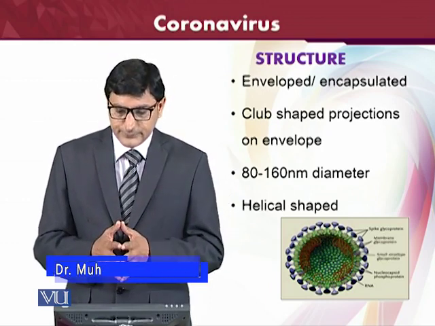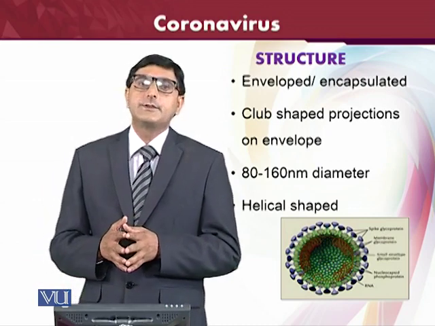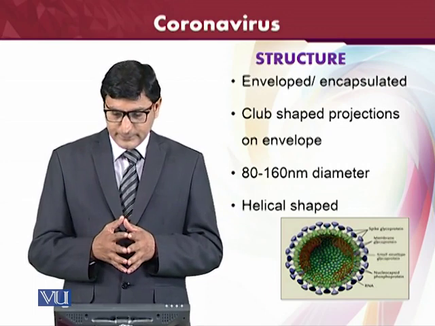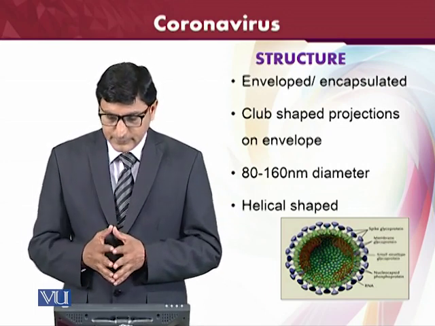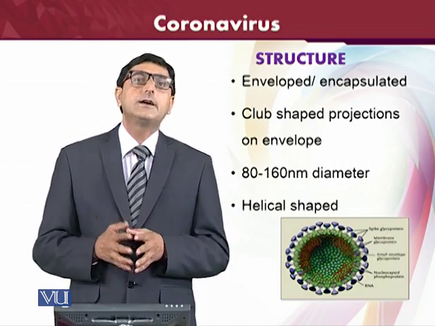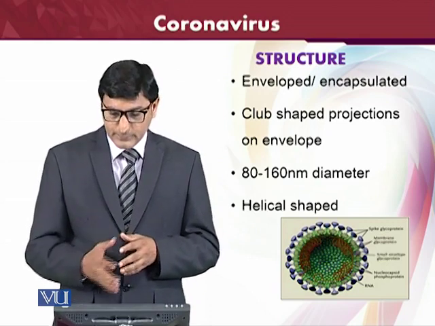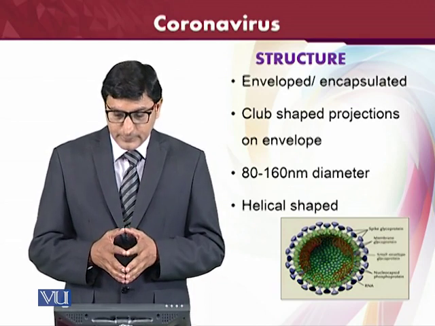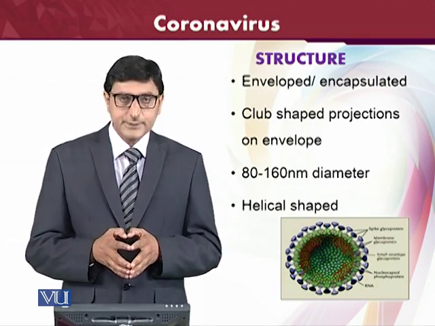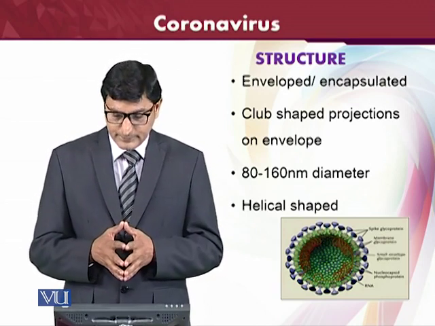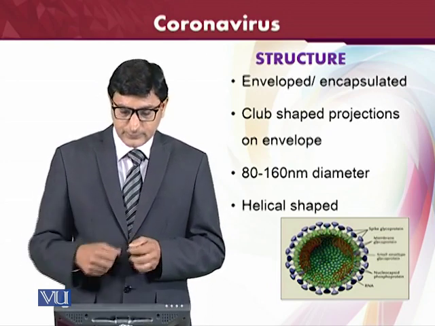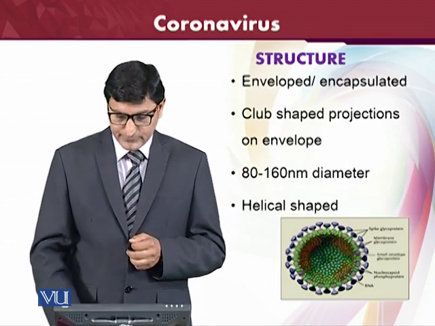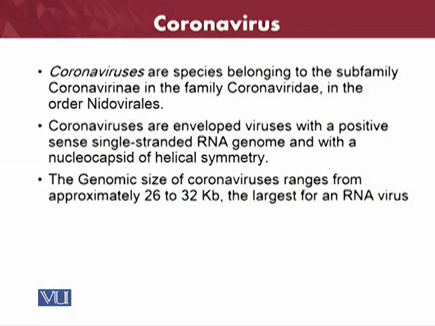They are 80 to 160 nanometers in diameter. The capsid is helical in shape. Just to describe the diagram, they have the spike glycoproteins. Then there are also membrane glycoproteins and small envelope glycoproteins. Nucleocapsid phosphoproteins are always present there. And then the RNA is coiled with the capsid. This is the structure of the coronaviruses, having projections on the envelope.